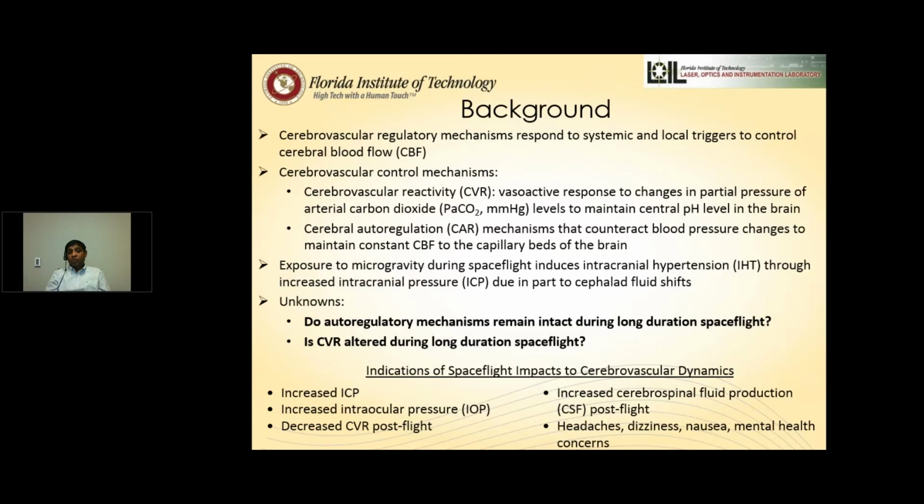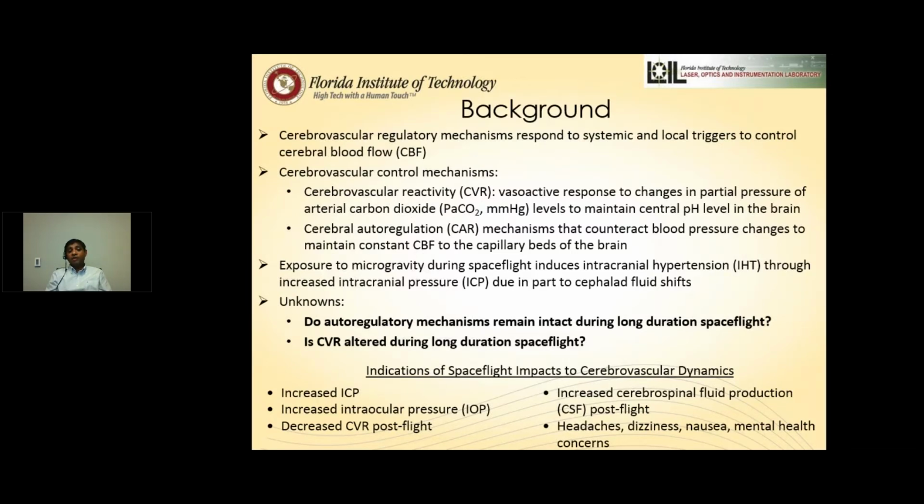So what happens, again, when your cerebral blood flow is affected? There are actually two mechanisms which come into the picture. The two acronyms are CVR and CAR, and I'm going to expand that. CVR is cerebrovascular reactivity, which is the response to changes in the partial pressure of your arterial CO2 levels, which is needed to maintain the central pH in your brain. The other is the cerebral autoregulation mechanisms, which basically counter the blood pressure changes to maintain the cerebral blood flow to the capillary beds of the brain.